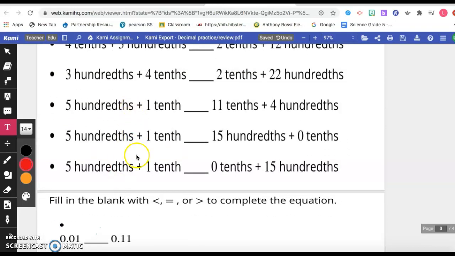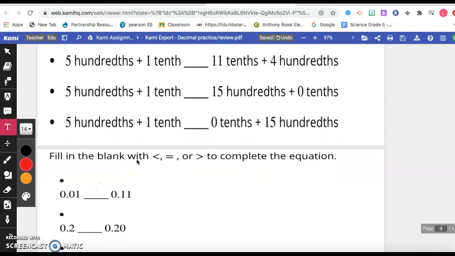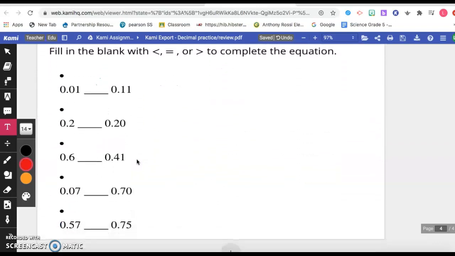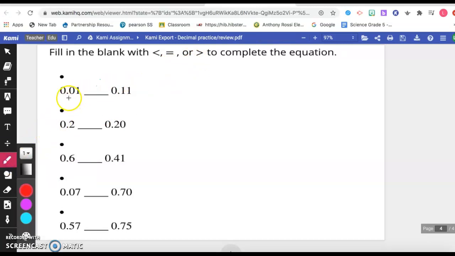We skipped the second slide. I felt it was a little too difficult for everyone at this point. And we went down to the third slide. Here, you're comparing with greater than, less than, or equal to the two numbers. So you have to look and find the difference. Here, I look at the 0 first, which is different than the 1. 1 is greater than 0, therefore 11 hundredths is greater than 1 hundredths.